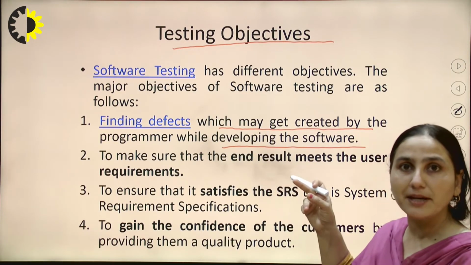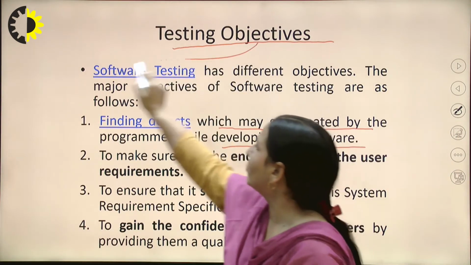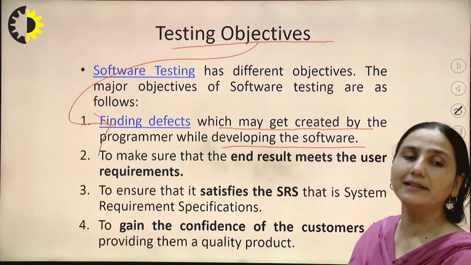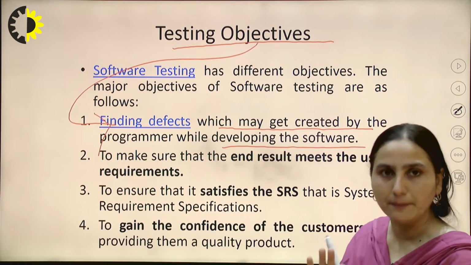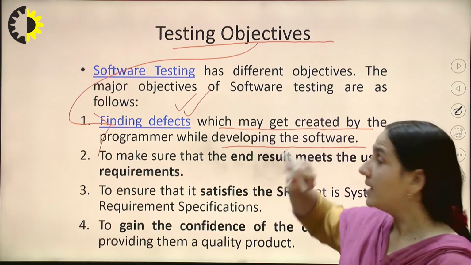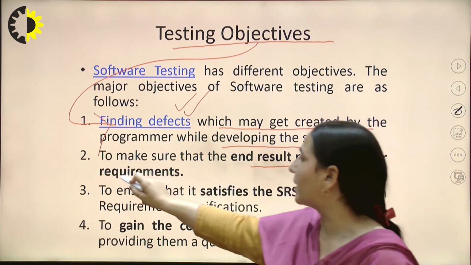So what is the main objective of testing? The main objective is that we should be able to find the defects which have been created by the developer when they develop this particular code. So the important thing is that we should be able to find the defects. Second is to make sure that the end results meet the user requirements.